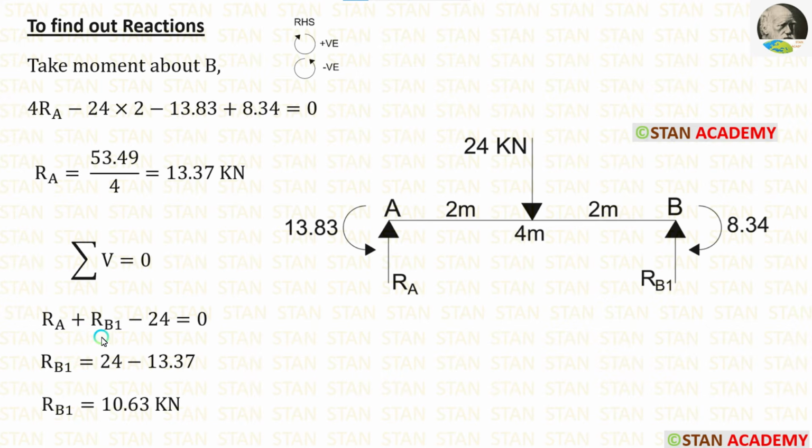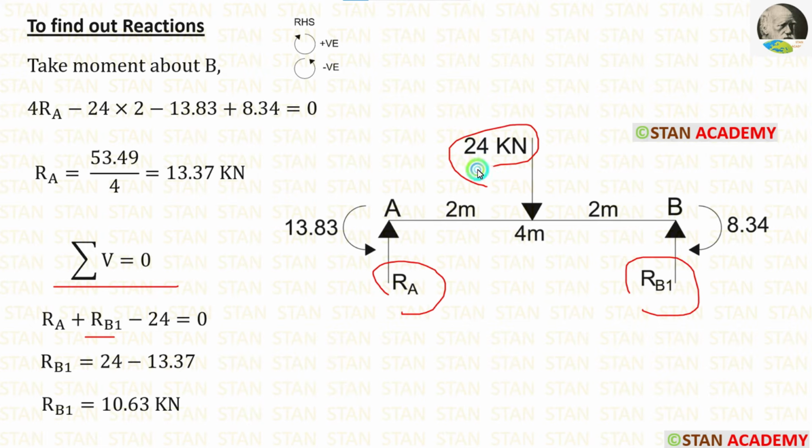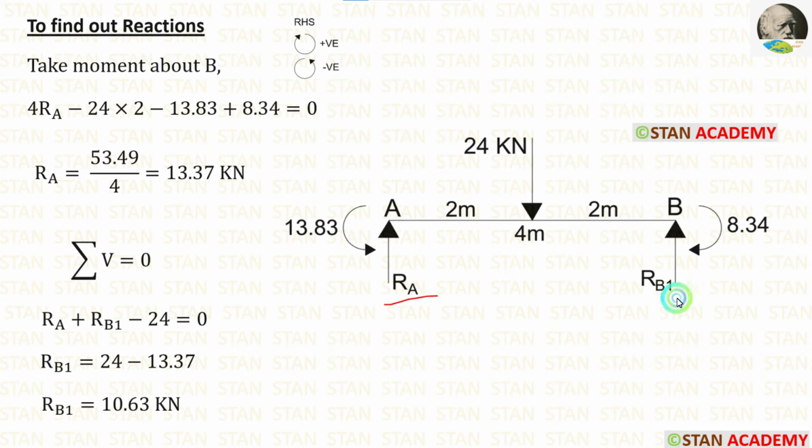Now we can easily calculate RB1 by applying the rule summation of vertical forces is equal to 0. In this span, we are having three loads, RA, RB1 and 24 kilonewton. RA and RB1 are acting upwards, so both are positive. 24 kilonewton is acting downwards, so it will be negative. We have already calculated RA, we can apply that. Finally, we are getting RB1 equal to 10.63 kilonewton.